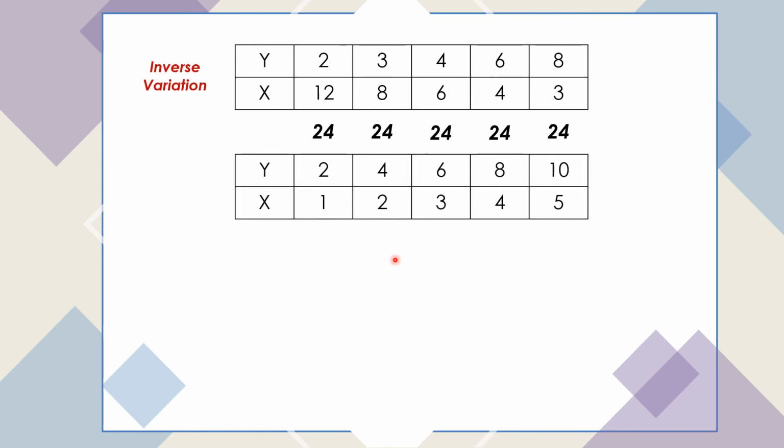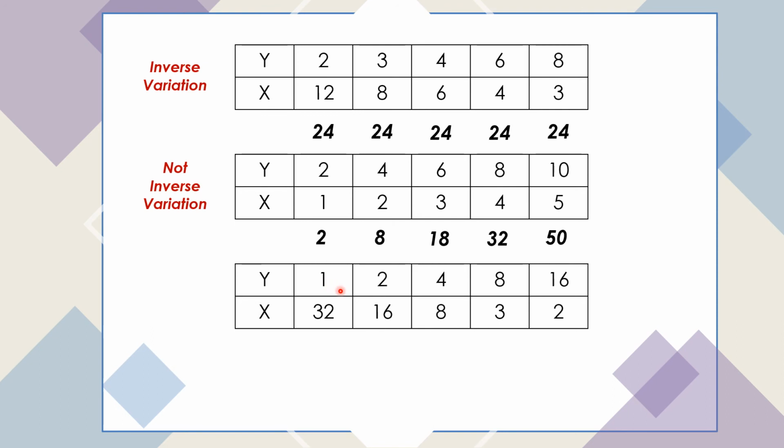Next example, we have 2, 4, 6, 8, 10. Pataas. 1, 2, 3, 4, 5, pataas din. Ibig sabihin, hindi na siya inverse variation. Kasi kahit hindi mo na siya i-times, once na makita mong pataas parehas, that is not inverse variation. Okay, next, we have 1, 2, 4, 8, 16, pataas, then 32, 16, 8, 3, 2, pababa.